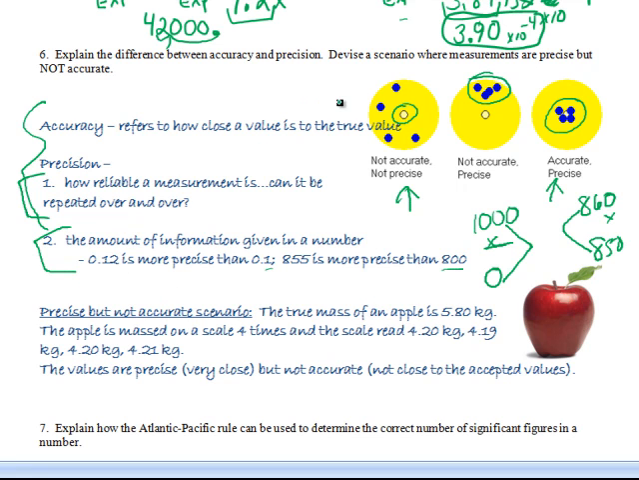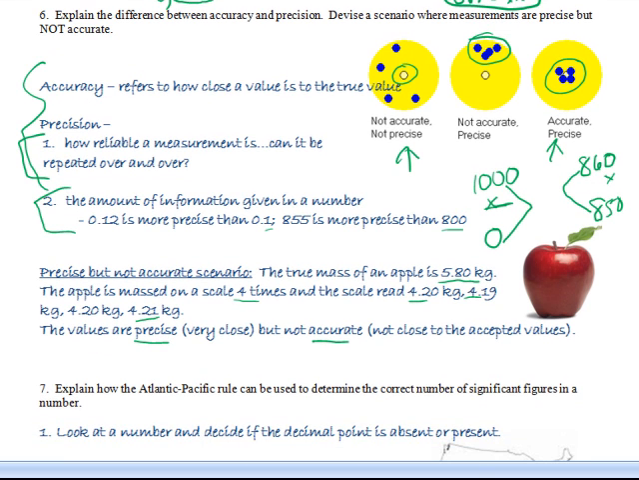And then it says, devise a scenario where measurements are precise but not accurate. Imagine we had a true mass of an apple at 5.80 kilograms. We weigh the apple's mass on a scale 4 times, and the scale read 4.2, 4.1, 4.2, 4.21, and so forth. So if we keep getting the same numbers over and over again, we consider them precise, but we're not hitting our mark. We're not getting the true mass, so it's not accurate.